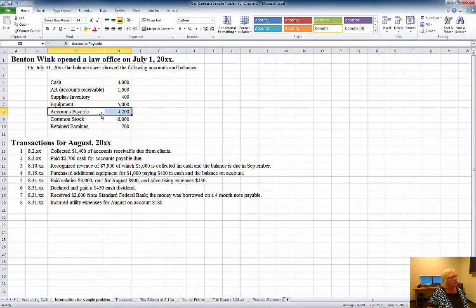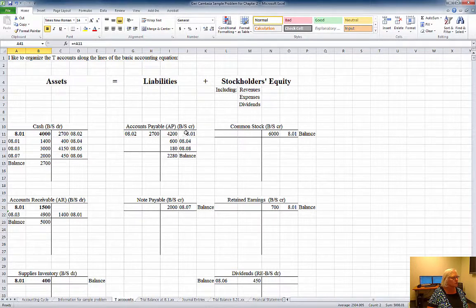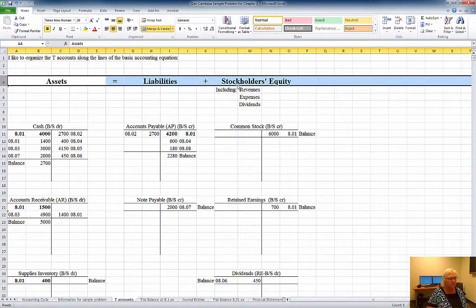Accounts payable is going to have a credit balance of 4,200. So I'm going to come up here to accounts payable. My beginning balance there is 4,200. Notice how I've organized the T accounts. I've organized them according to my basic accounting equation: assets equal liabilities plus equity, and equity includes revenues, expenses, and dividends in addition to your common stock and your retained earnings accounts. Okay, let's keep going.